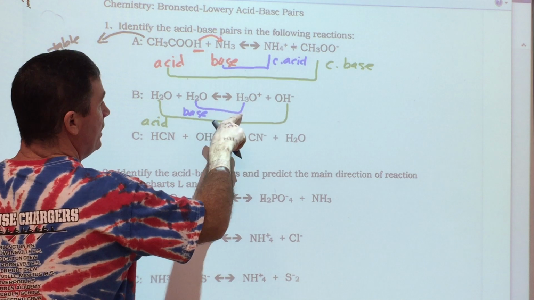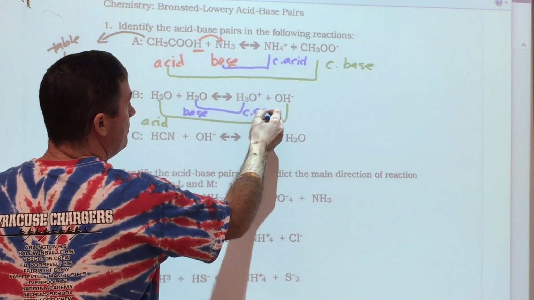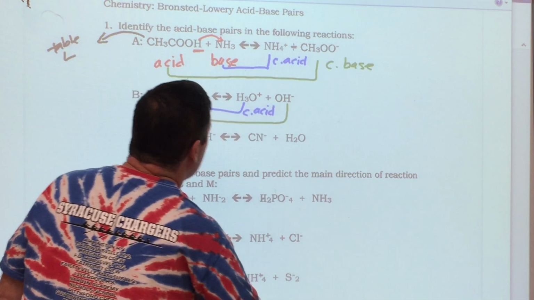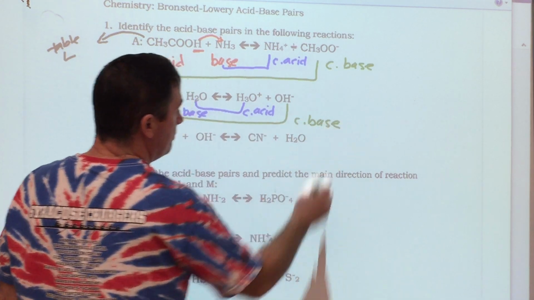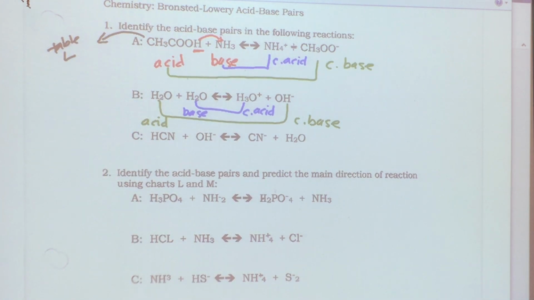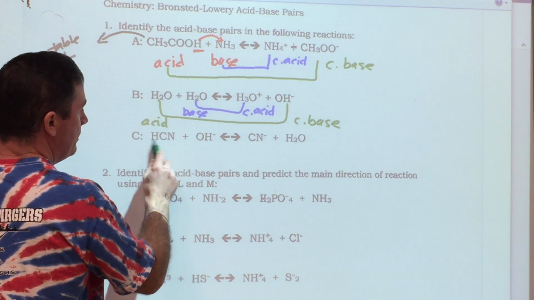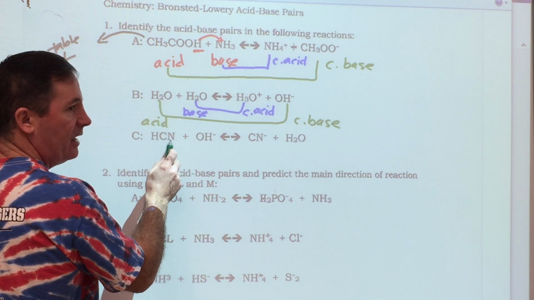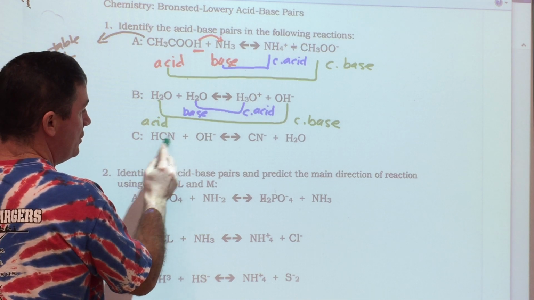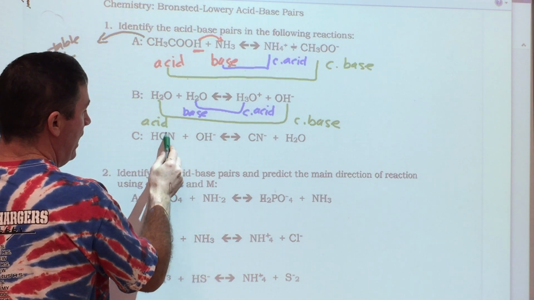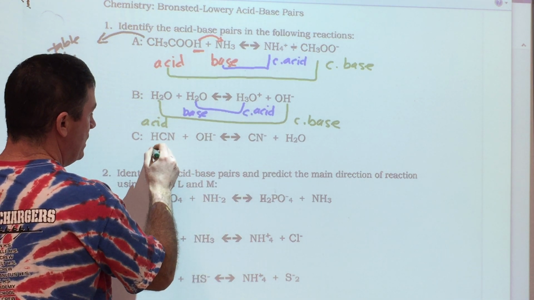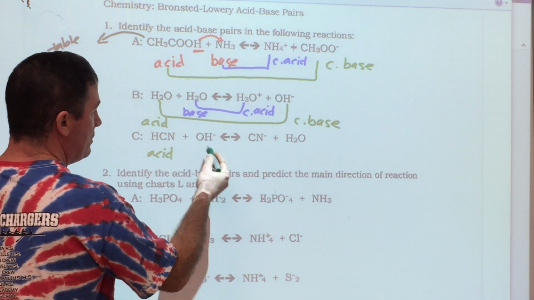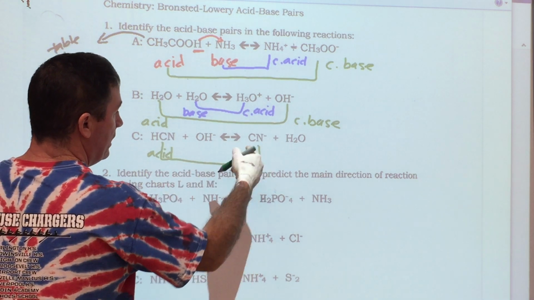The base is always linked with its conjugate acid, and the acid is always linked with its conjugate base. I'm hoping that's not too bad. One more. This is cyanic acid, hydrogen cyanide, and you can see that the H plus is given off, and then it's by itself here. So this is the acid. It's linked with its conjugate base.